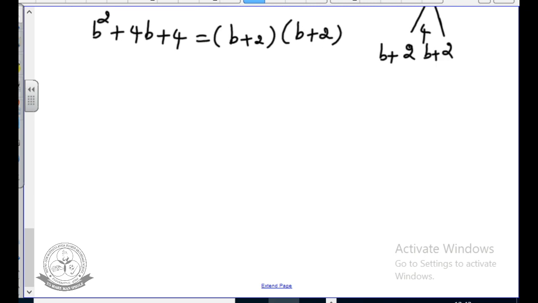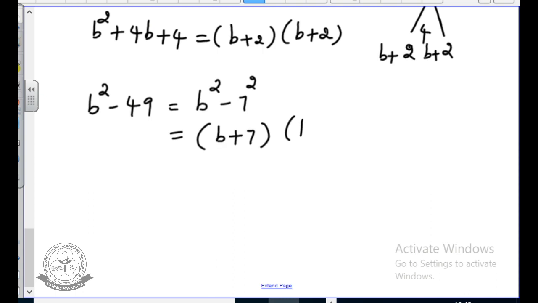So the second expression, numerator: here we are having b square minus 49. So how can we write this? b square minus 49 we can write like this, minus 7 square. So this is in the concept of a square minus b square, that is a plus b into a minus b. So b plus 7 into b minus 7.